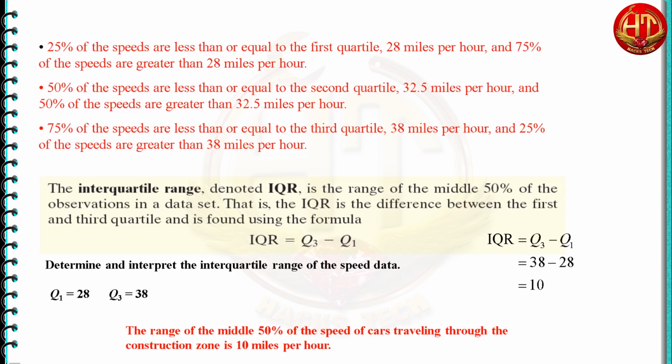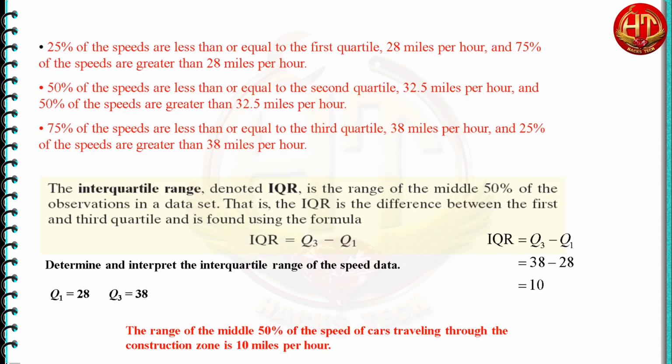Similarly, the same procedure for the median. What is your median answer? Your median answer is 32.5. So the median actually divides the data into two equal parts, 50% above and 50% below. So it means that 50% of the speeds are less than or equal to 32.5 miles per hour, and 50% of the speeds are greater than or equal to 32.5 miles per hour.